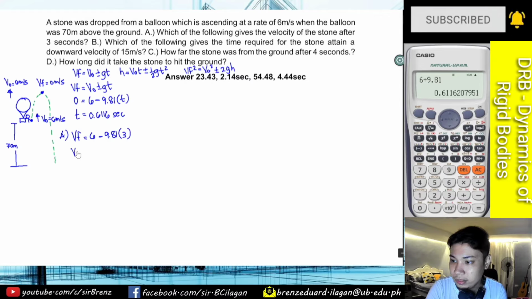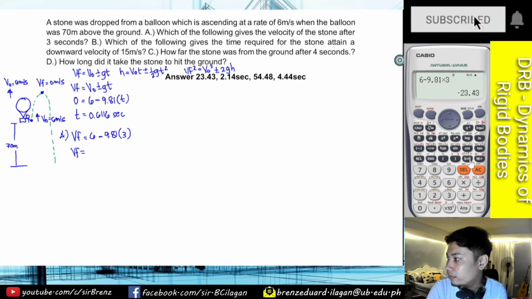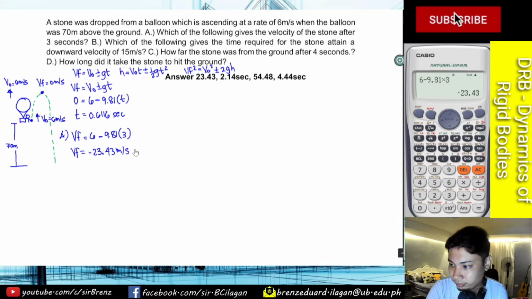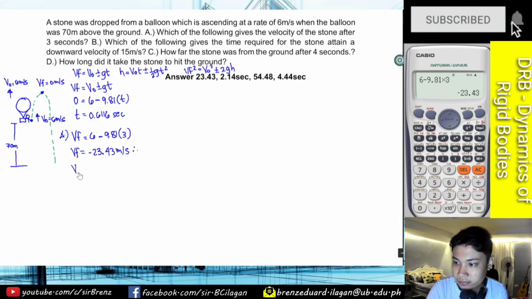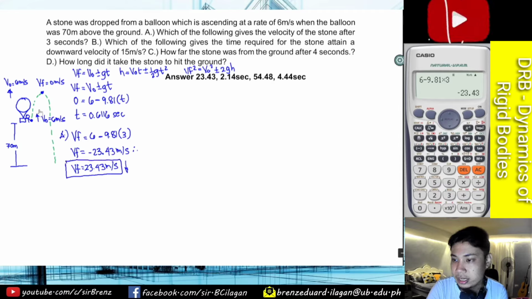Okay? So what will be the final velocity? So 6 minus 9.81 times 3. Okay, so that is negative 23.43 meters per second. Okay? So therefore, this final velocity is 23.43 meters per second, downward na siya. Okay? So, you can also do this, guys, if you want that answer to be positive.